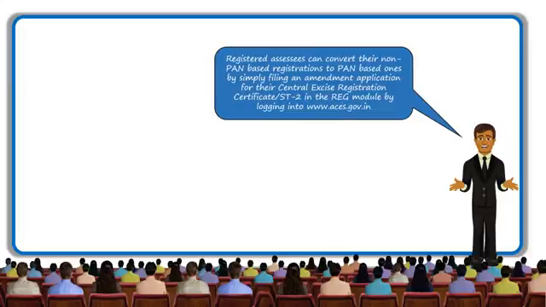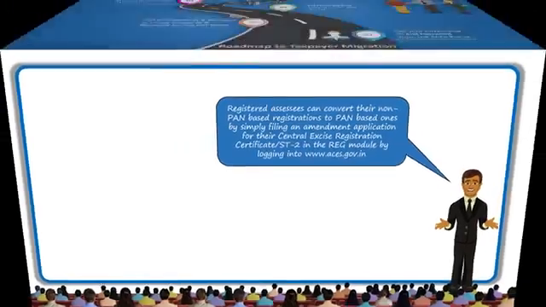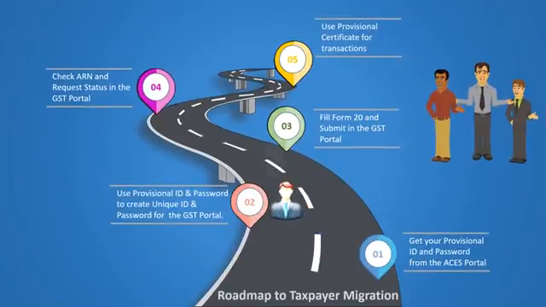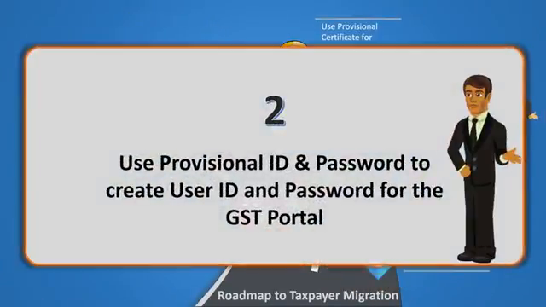Registered assessees can convert their non-PAN based registrations to PAN based ones by simply filing an amendment application for their Central Excise Registration Certificate ST2 in the REG module by logging into www.aces.gov.in. Use your provisional ID and password to create user ID and password for the GST portal.